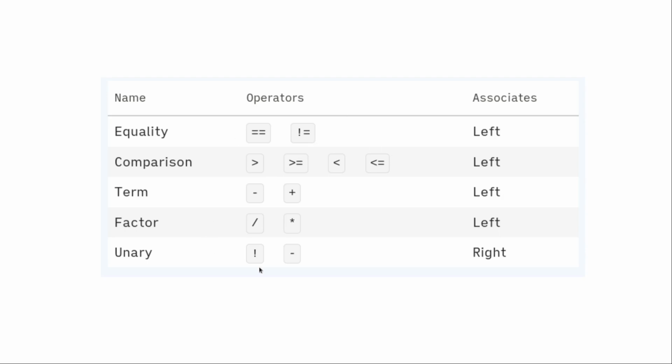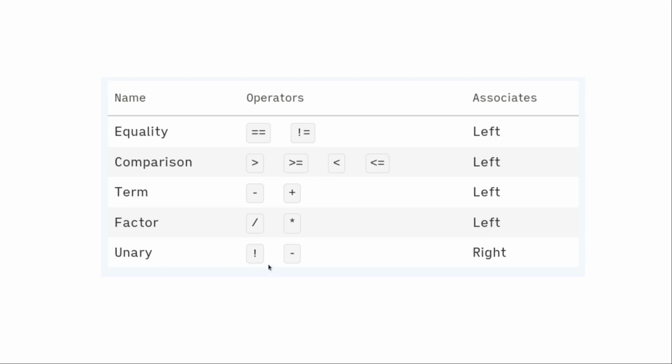So this summarizes the rules that we'll be looking at. All right, so equality are these 2 operators, and it's left associative, same for comparison. Term, which is minus and addition. Factor, divide and multiply. So all these 4 are left associative, meaning that, let's say we have 5 divided by 3 times 2. We're going to start from the left side and then keep on going to the right.